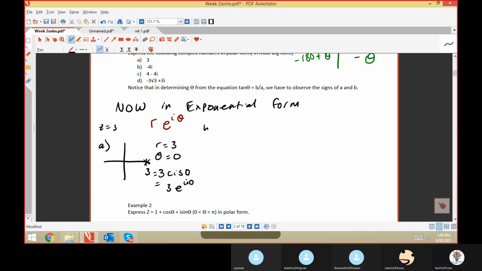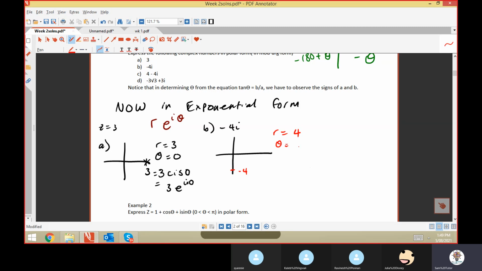B. Negative 4i. Draw it out. Always draw it before you convert. Negative 4i is somewhere there. All right. Does anyone know what r equals in a case like this? 4. Exactly. The distance is 4. You don't even need to do Pythagoras. That's just the distance of 4.